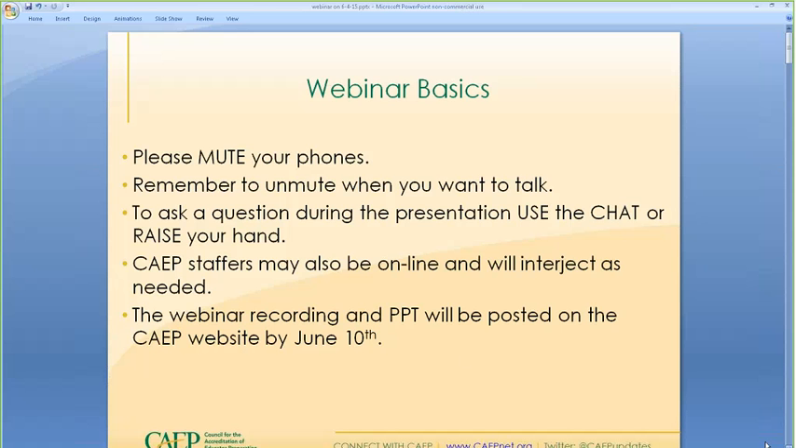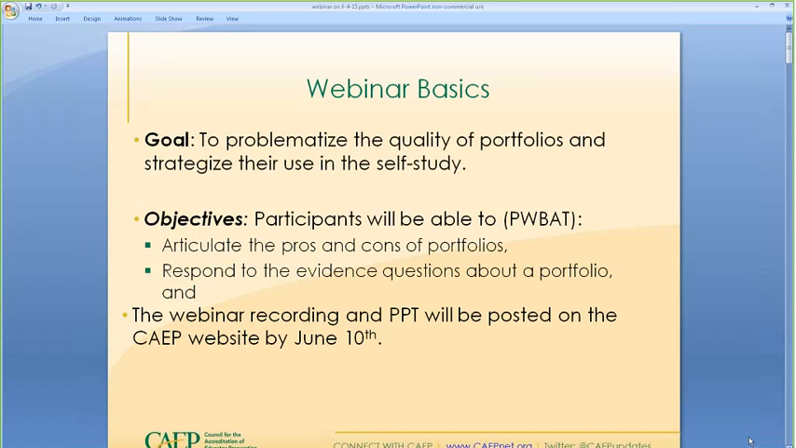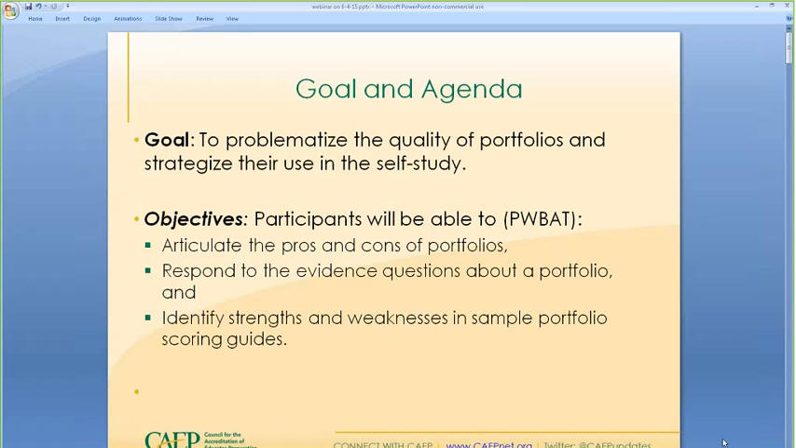So without further ado, I'm going to move on to talk about our goal and our agenda, really. We really want to take a look at the quality of portfolios and talk about submitting them, or the data from portfolios, in your self-studies as evidence.